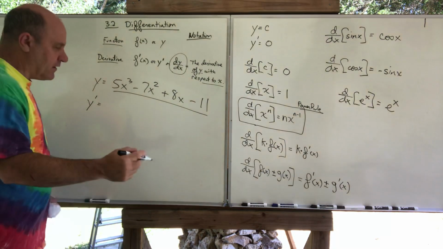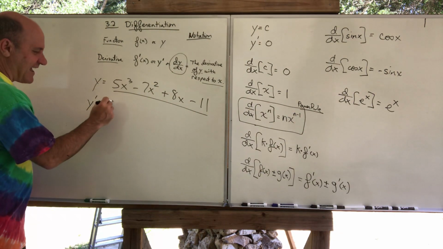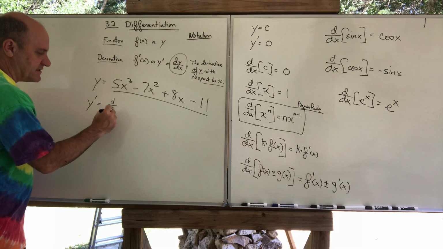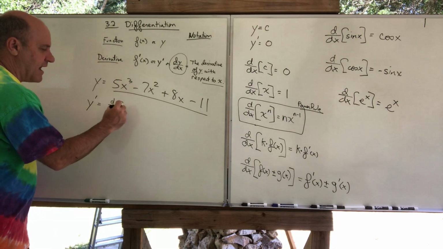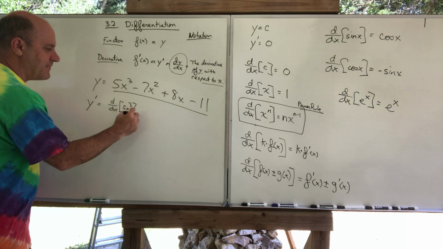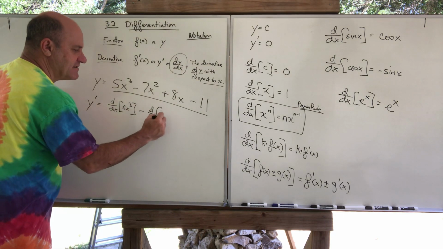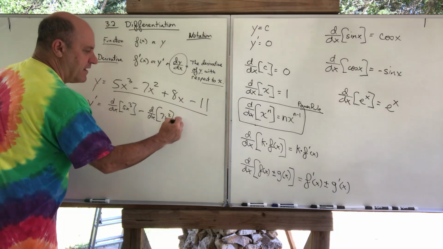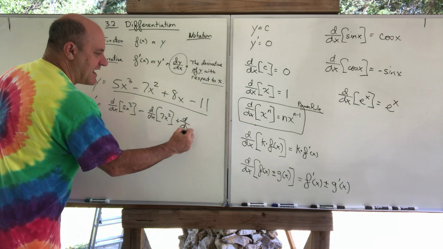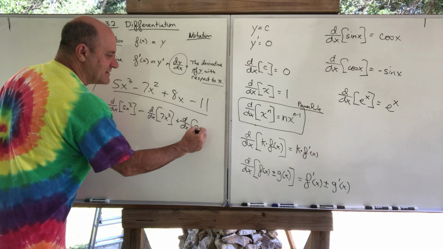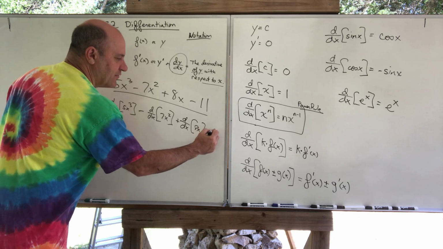So I can think of this as its own function, and I do the derivative of each one of these separately. Okay? Do not write this. This is the long way of writing this. I'm doing the derivative of that guy, minus the derivative of this guy, 7x squared, the derivative of this guy, which is an 8x, and then the derivative of this 11.